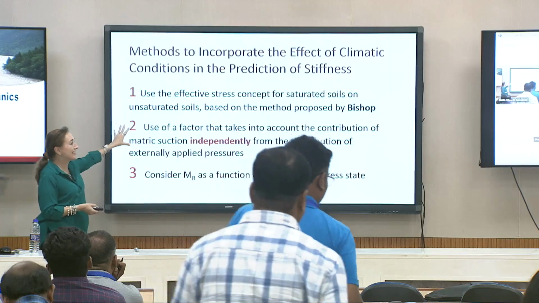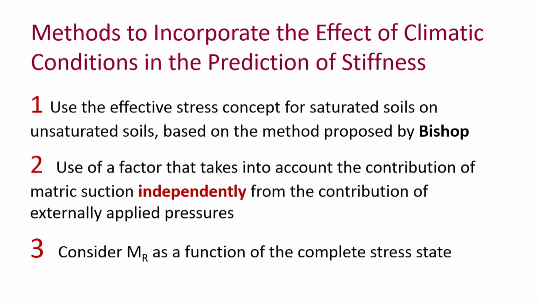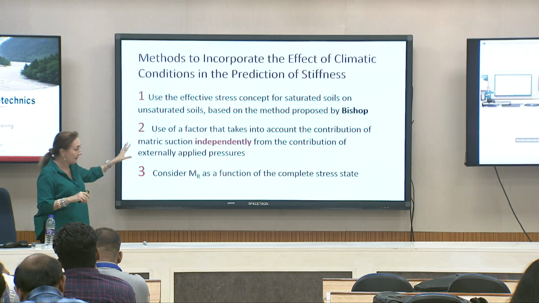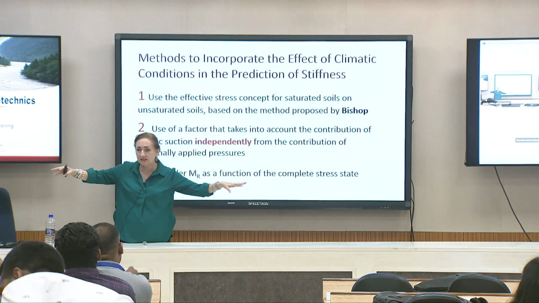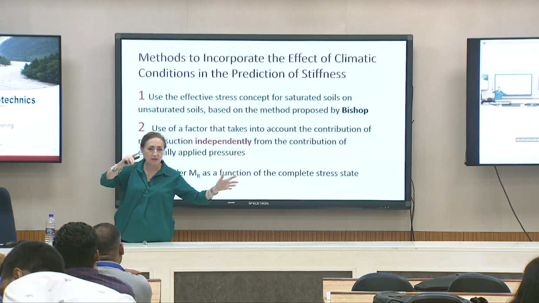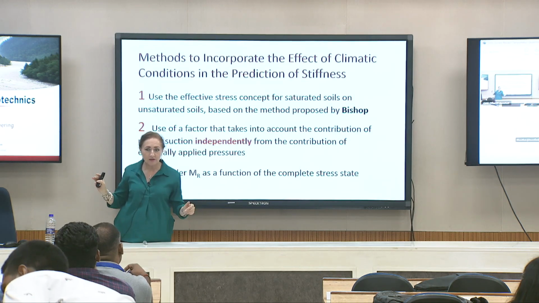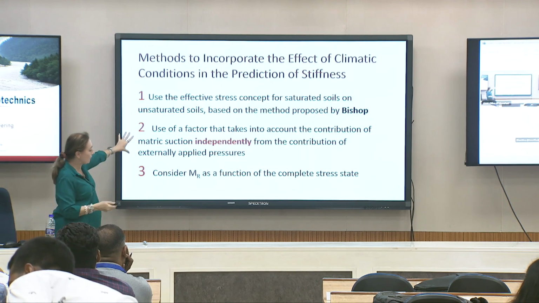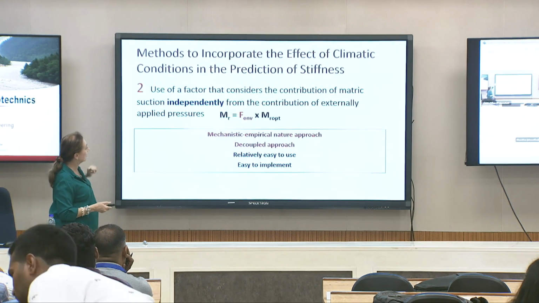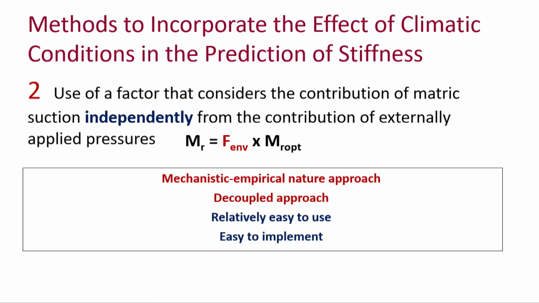The second one is using the factor that takes into account the contribution of matric suction independent of the traffic, right? That's the example that you saw this morning. And the third one is considering the resilient modulus as a function of the complete stress state, that I showed you, the big equation with the Z1, Z2, Z3, Z4. But we're going to be focusing on number 2, the factor that considers the contribution of the suction independently of the externally applied pressures.